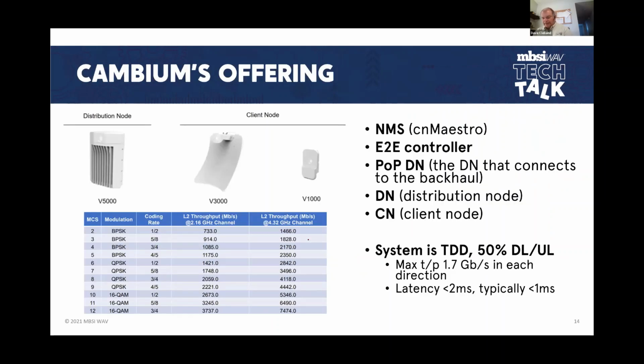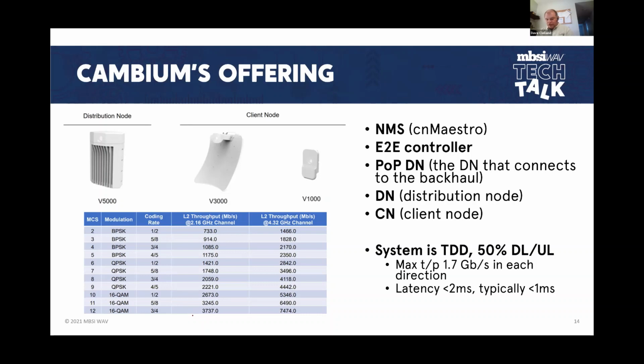All right, so let's take a look at Cambium's offering here just for a minute. They really have three devices on here. The V5000 is the distribution node, the client nodes, a long range, high gain antenna on a V3000, and a smaller gain antenna on a V1000. Some features differ between the 3000 and the 1000, but essentially, we've got a table of possible bandwidths between the devices here.